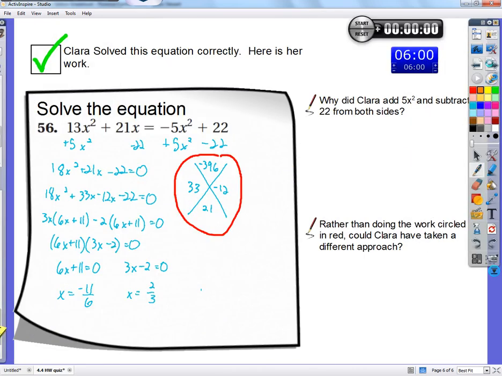Now we got the whole thing, a nice, juicy problem here, worked out completely correctly. All right? So why did Clara add 5x squared and subtract 22 from both sides? This is a really good question. It has such an in-depth answer. Okay? Write it down. Do you have a question? No. Okay, write down your response to that first question. Why would she do that? Why would she just leave well enough alone?